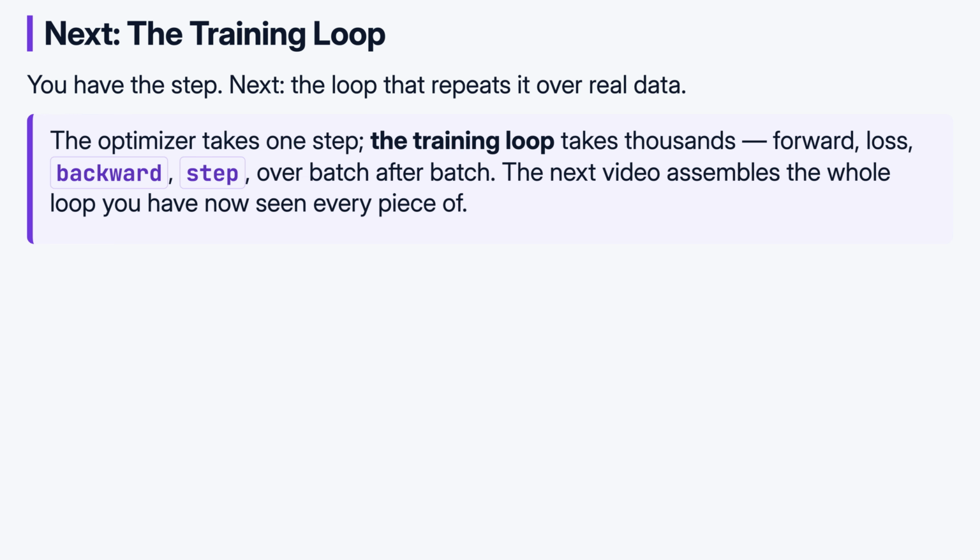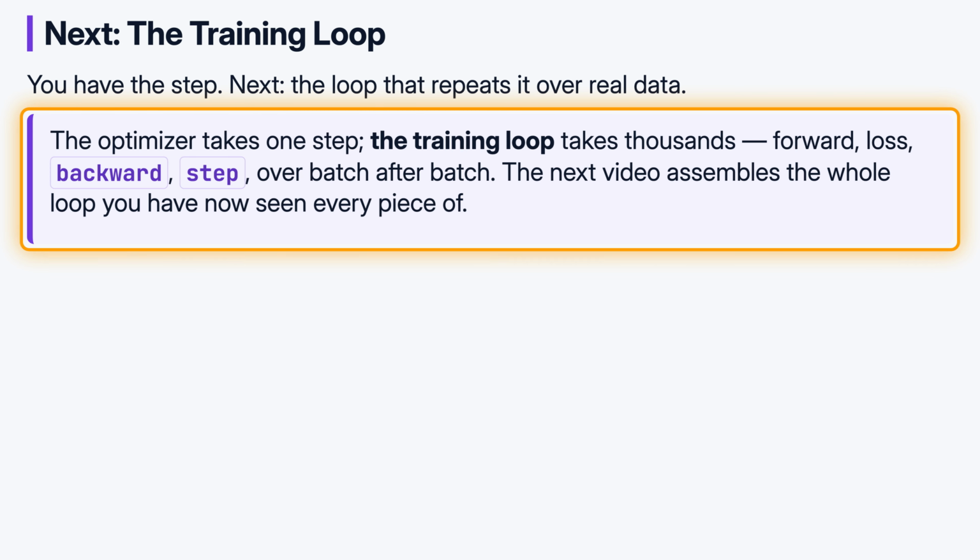You now have the step. You can move the weights the right amount down the curve toward the minimum. The optimizer takes one step. The training loop takes thousands. Zero the grad, forward, loss, backward, step, over batch after batch. The next video puts the whole loop together, the loop you've now seen every piece of.